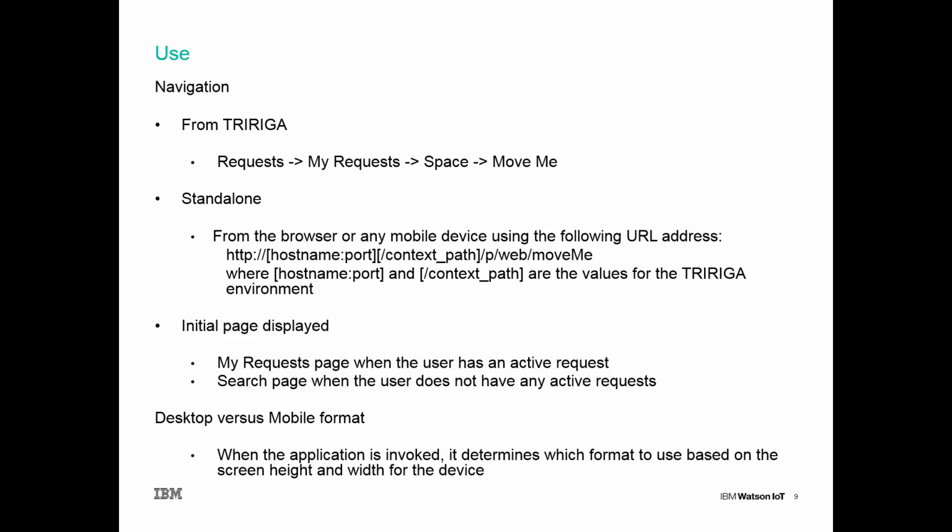The other thing the application does when it's first started is it determines what the screen size is for your particular device. It looks at the height and the width and determines which version or which format it's going to use for displaying the application. And it'll either use a desktop version or a mobile version based on the device screen size.